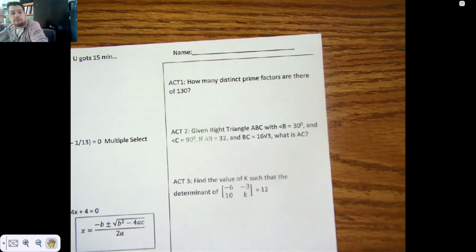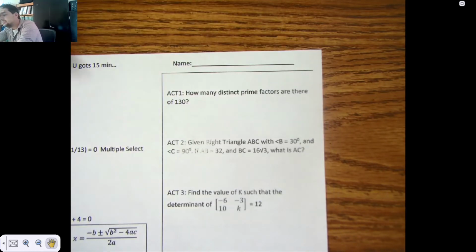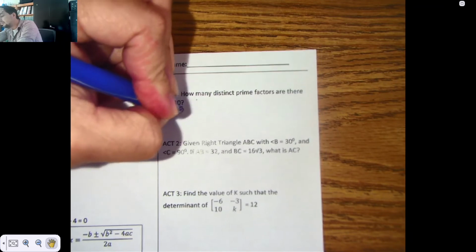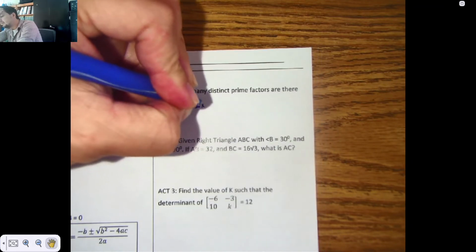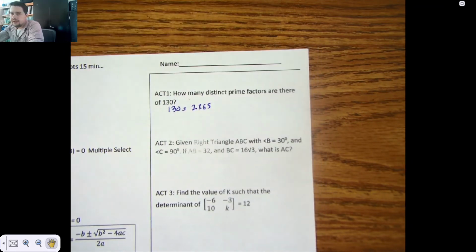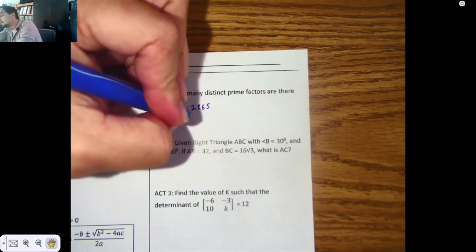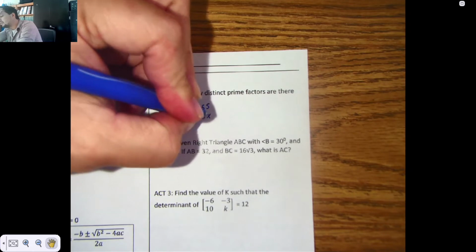How many distinct prime factors are there of 130? A lot of kids are missing this problem. It's not a hard problem. You just break it down to its factors. So I know 130 is twice 65. 65 ends in a 5, so it's probably divisible by 5. And it turns out it is. It's 5 times, I think, 13.